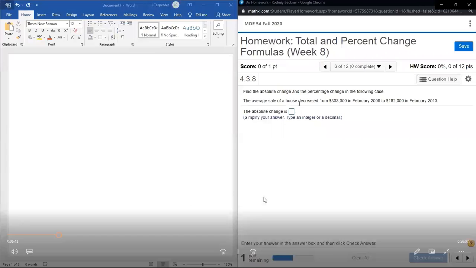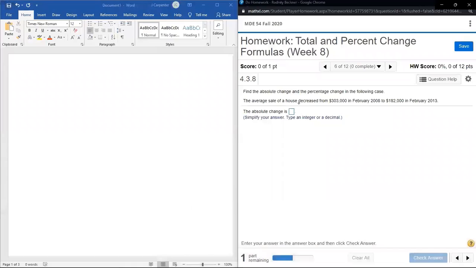Find the absolute change and the percentage change in the following case. The average sale of a house decreased from $303,000 in February of 2008 to $182,000 in February 2013. So this problem relates to the housing crisis of 2008, where these values had ballooned up just a ton. They were overvalued, and this was due to various reasons that we don't need to get into for the problem. All we've got to do is talk about the total change, which is another word for absolute change, as well as percent change.